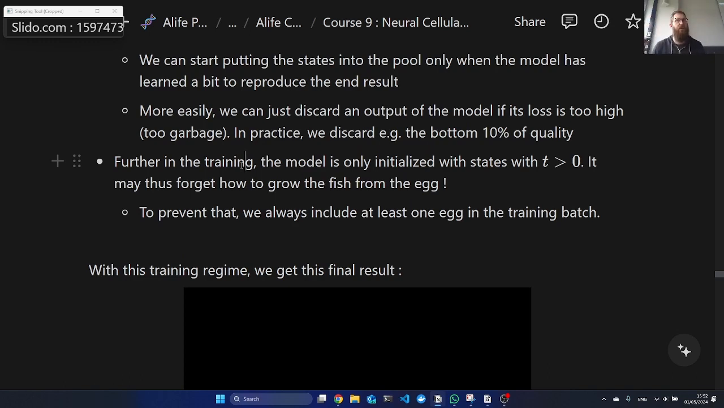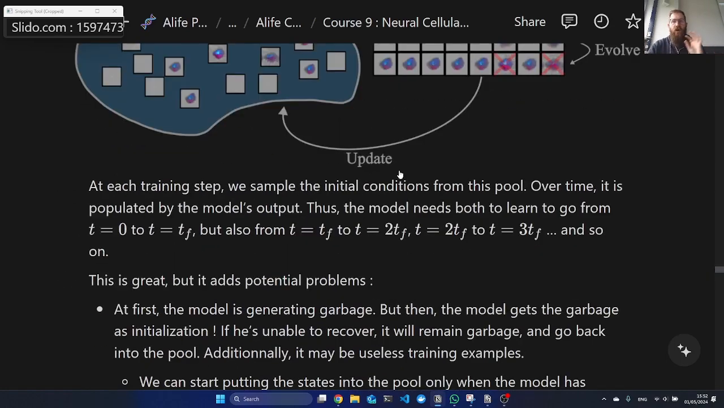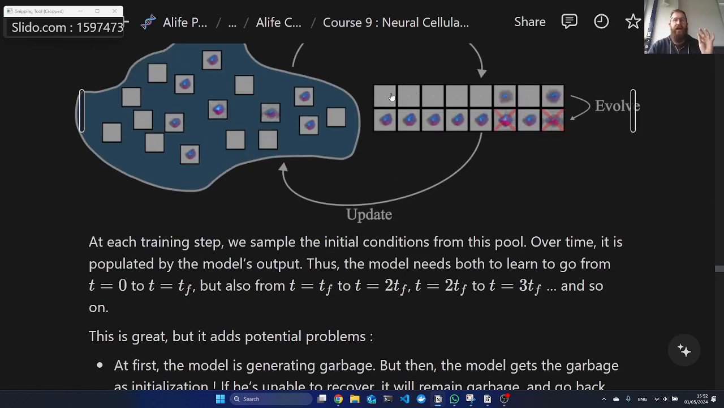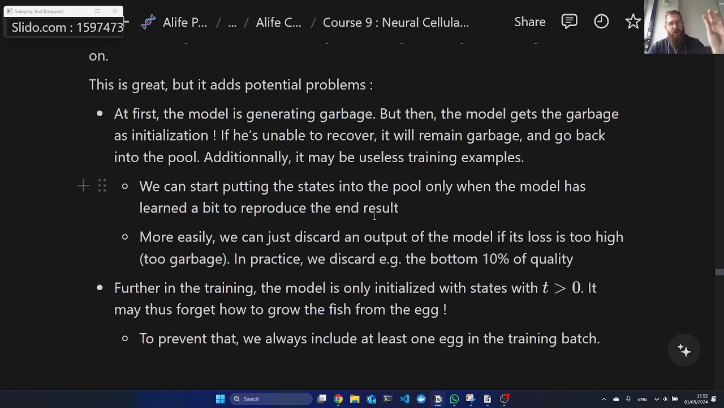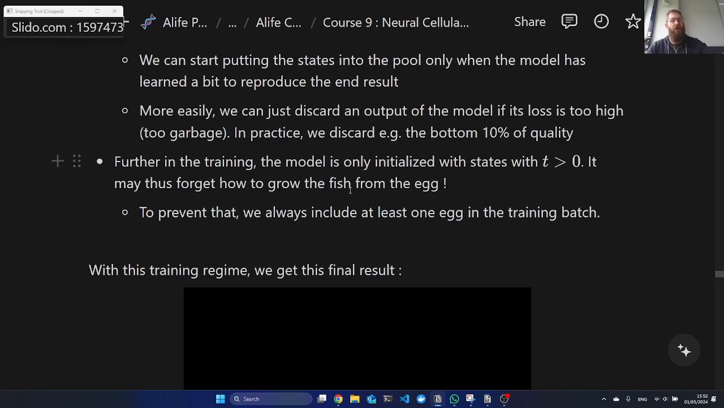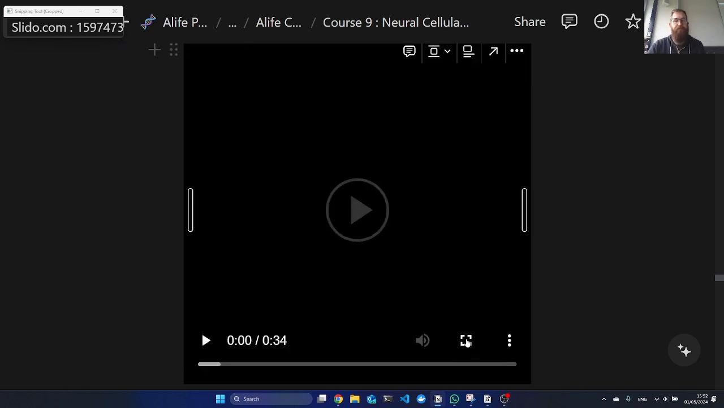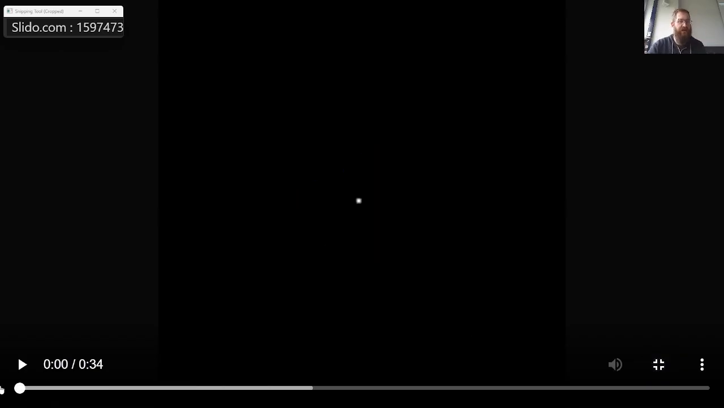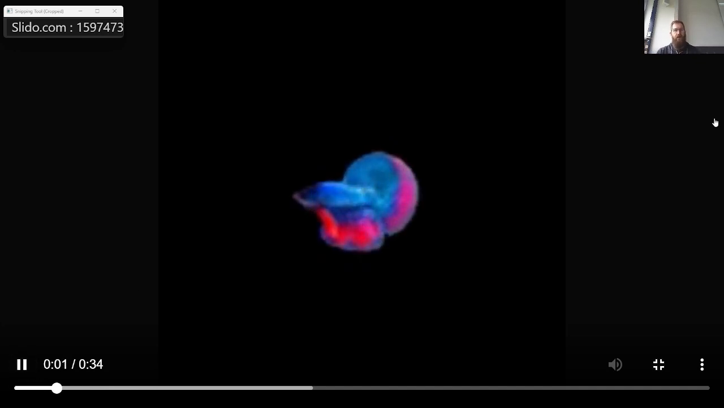So it might learn very well to stabilize the fish, but it might forget how to go from egg to fish, right? Just to prevent that, this is very simple. We always include at least one egg in the sampling of the pool. We force one of the initial conditions to be the egg, such that it has to remember how to go from egg to fish. So if we train it like this, the result is this.